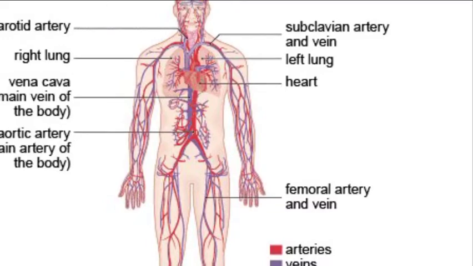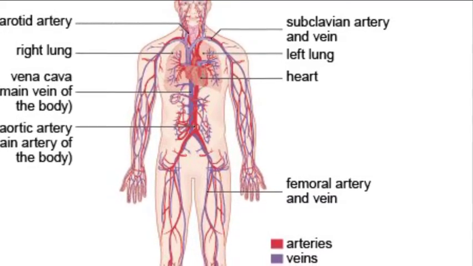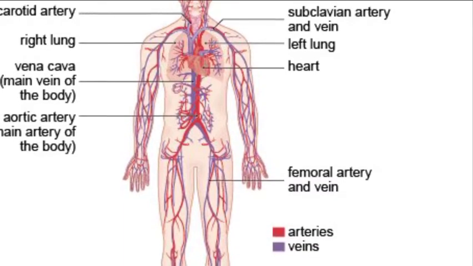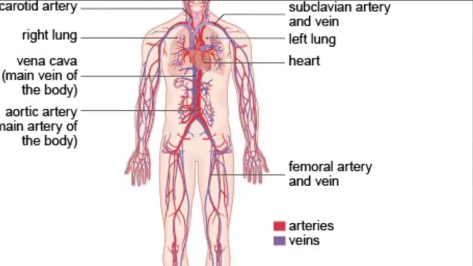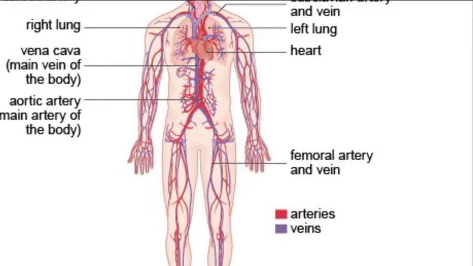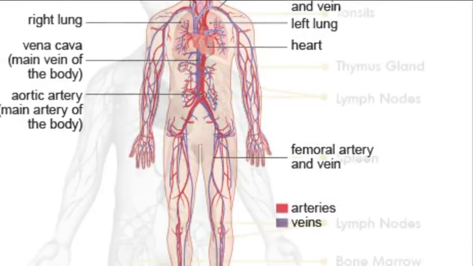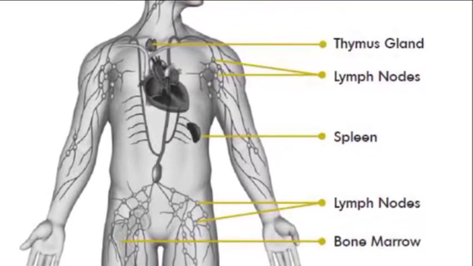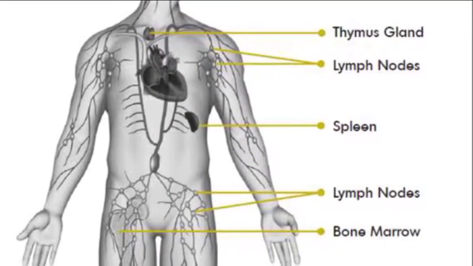Main systems of the human body. The cardiovascular system transports oxygen, nutrients, and other substances to the cells and removes waste. The organs of the system are the heart, blood, and blood vessels. The lymphatic system defends the body against infections and diseases. One of the organs are the lymph nodes.